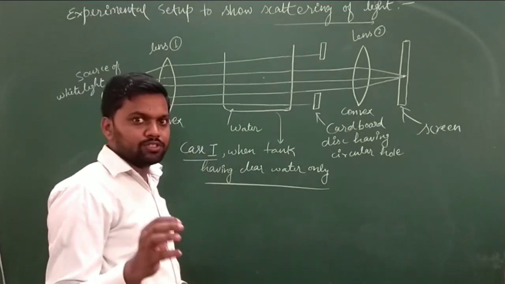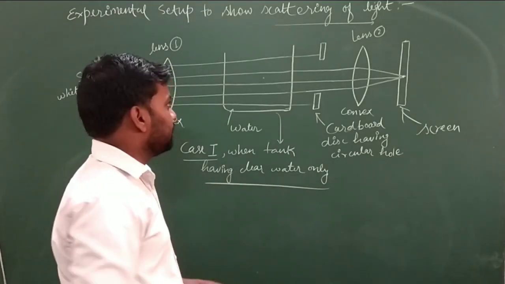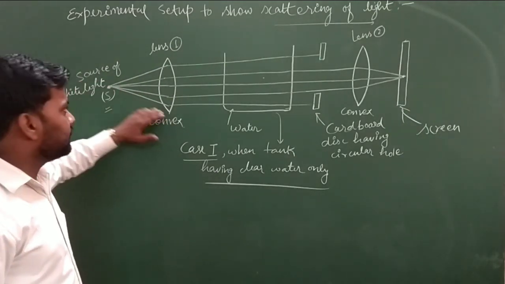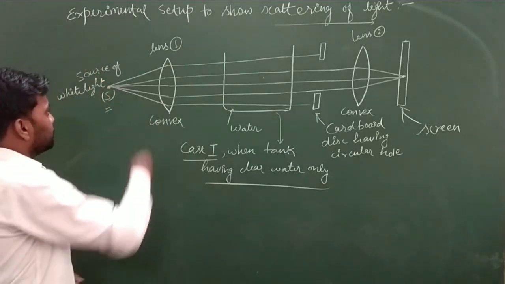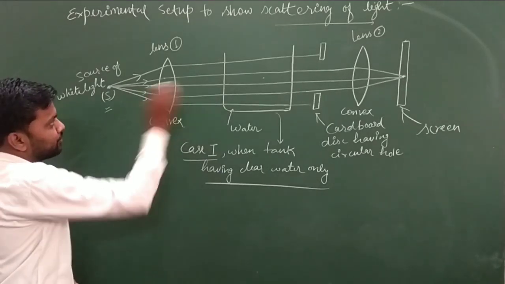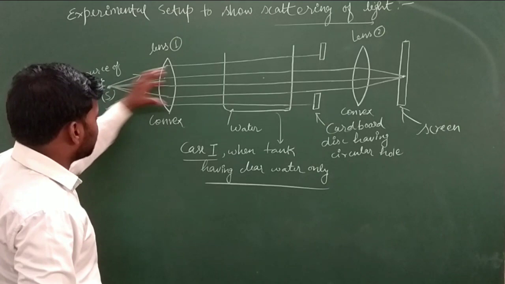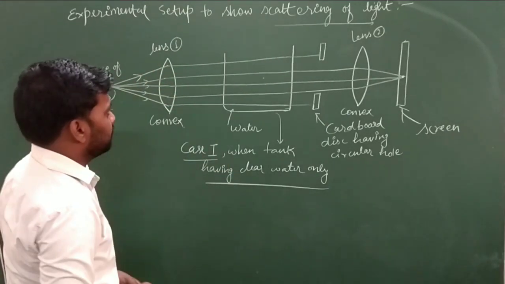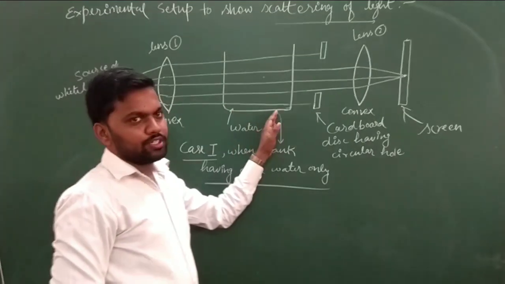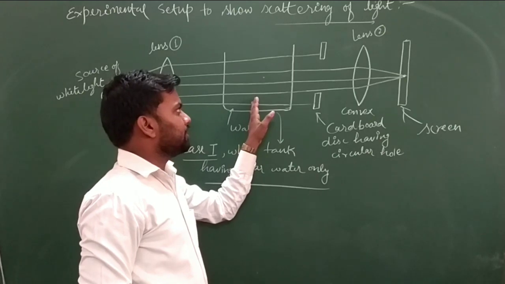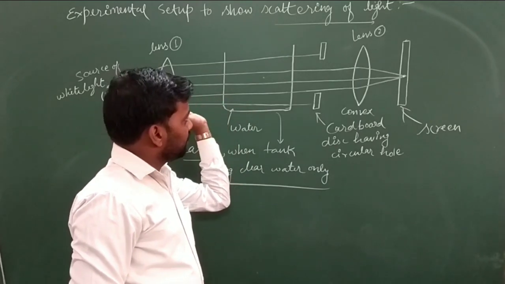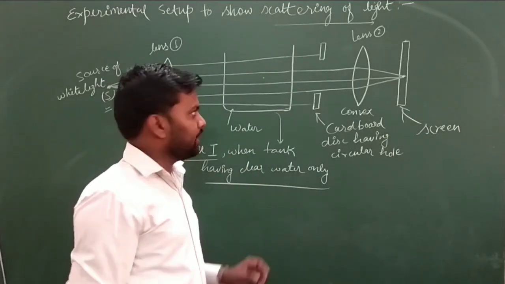And we have learned the rules related to the convex lens, that whenever a light source is placed at the focus of the convex lens, the light rays which come from the source become parallel to the principal axis. So all the lights going in this direction will become parallel. Then after passing through the convex lens, these light rays will pass through the water tank. It is a transparent water tank, it has no particles, so the light from this water tank will move straight without any deviation.